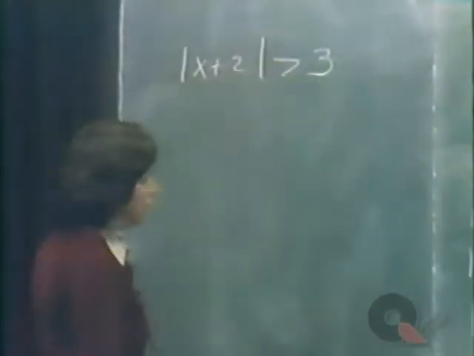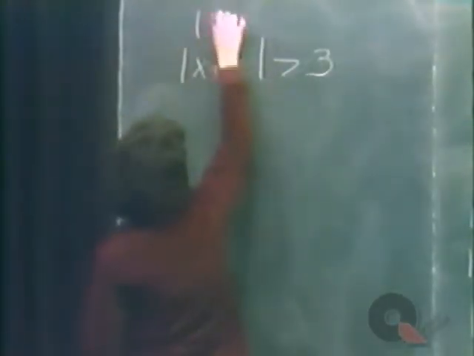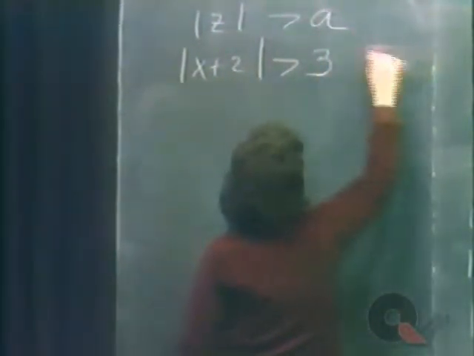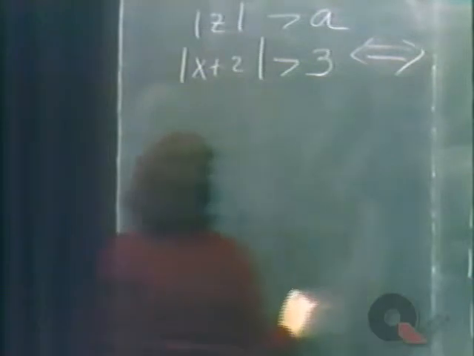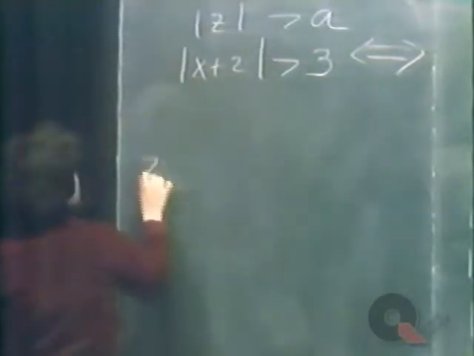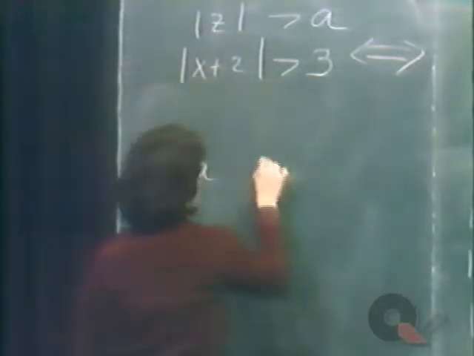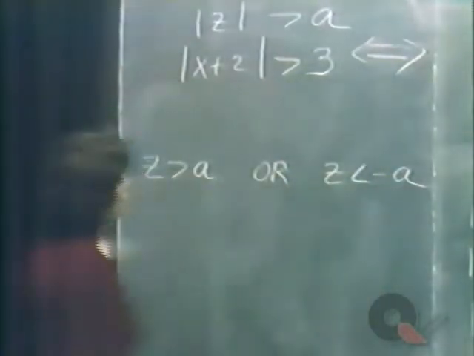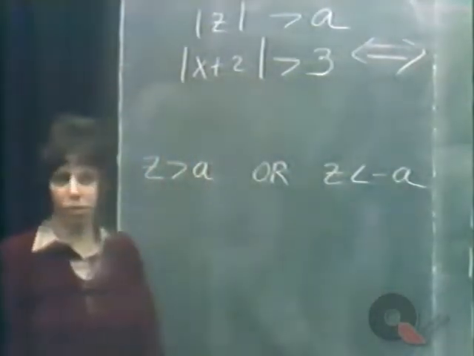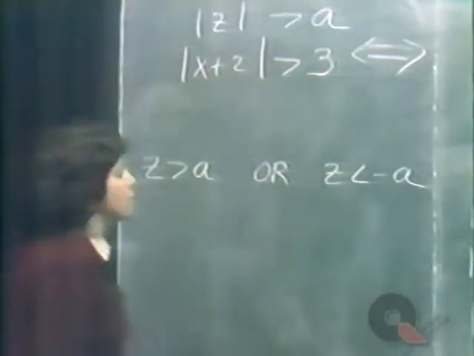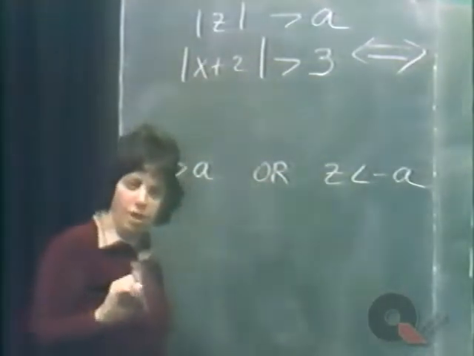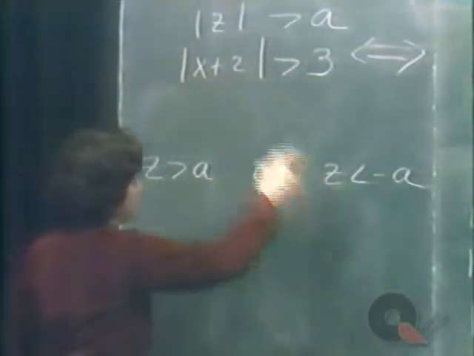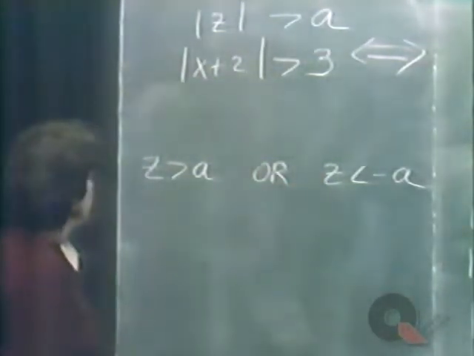Okay, and if you feel more comfortable with the formula, remember that this is the absolute value of z greater than a, which can be replaced by z greater than a or z less than minus a. Two inequalities without absolute values. The same way we solved an absolute value equation by replacing it by two equations without absolute values, we can replace it by two inequalities without absolute values.